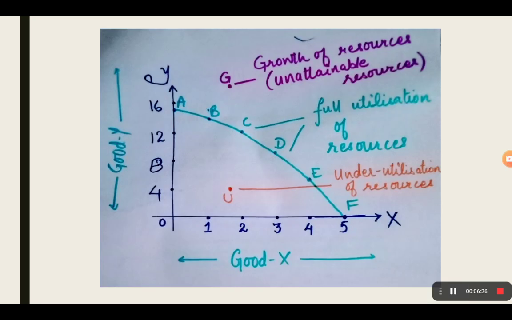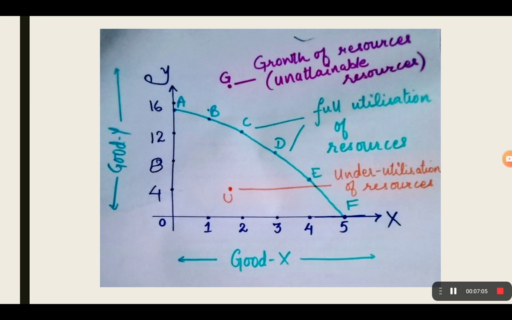Let's see this with a graph. In the x-axis, we have plotted good X, and in the y-axis, we have plotted good Y. We have plotted all the combinations: A, B, C, D, E, and F. Combination A represents 0 units of X and 15 units of Y. Combination B represents 1 unit of X and 14 units of Y. Combination C represents 2 units of X and 12 units of Y, and so on.